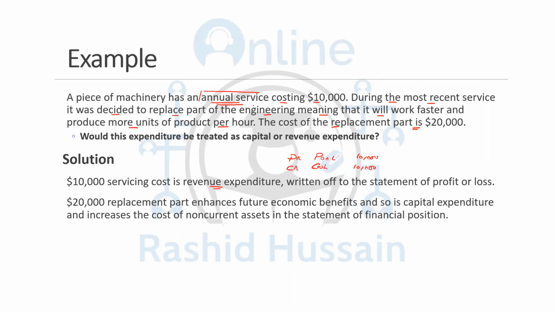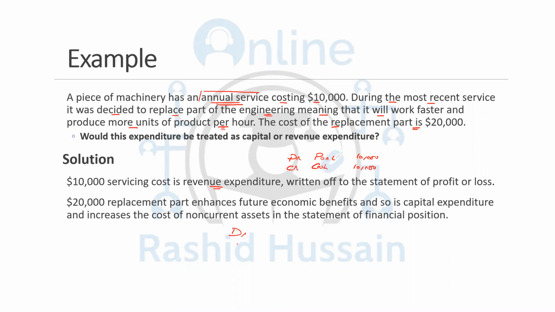Like we do the service of the cars, we do the service of the machinery, we do the service of the air conditioners. So it is going to be expensed out because it is done for maintenance. During the most recent service, it was decided to replace part of the engineering, meaning that it will work faster and produce more units. So you're doing an expenditure. It is going to increase the efficiency of the asset. It is going to work faster and produce more units. So that means it is a capital expenditure and this should be capitalized.